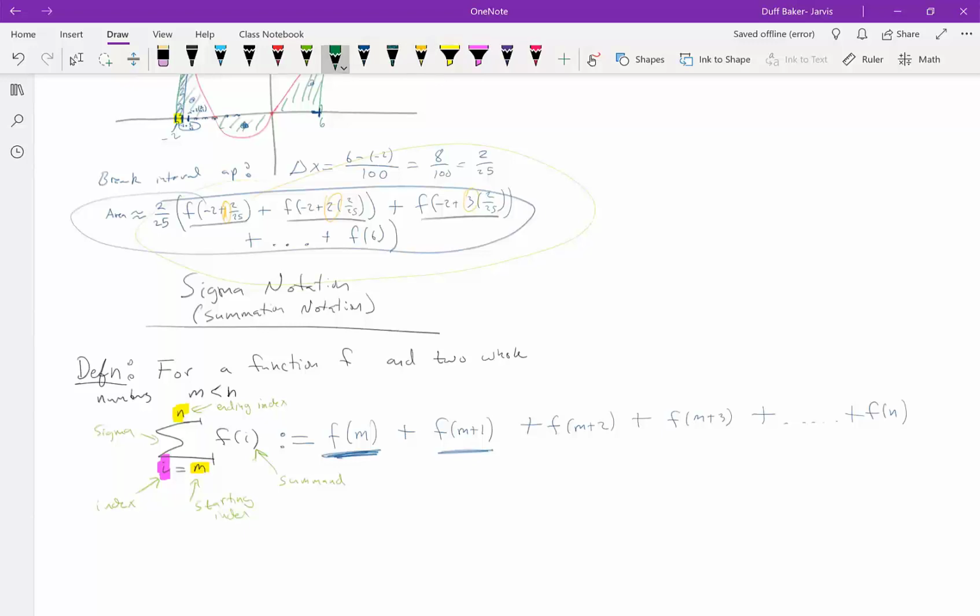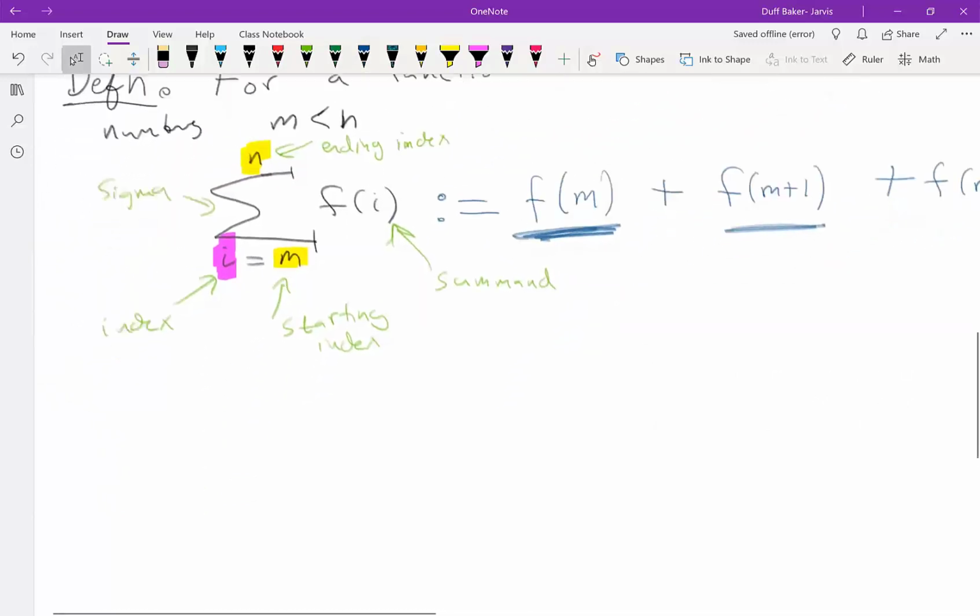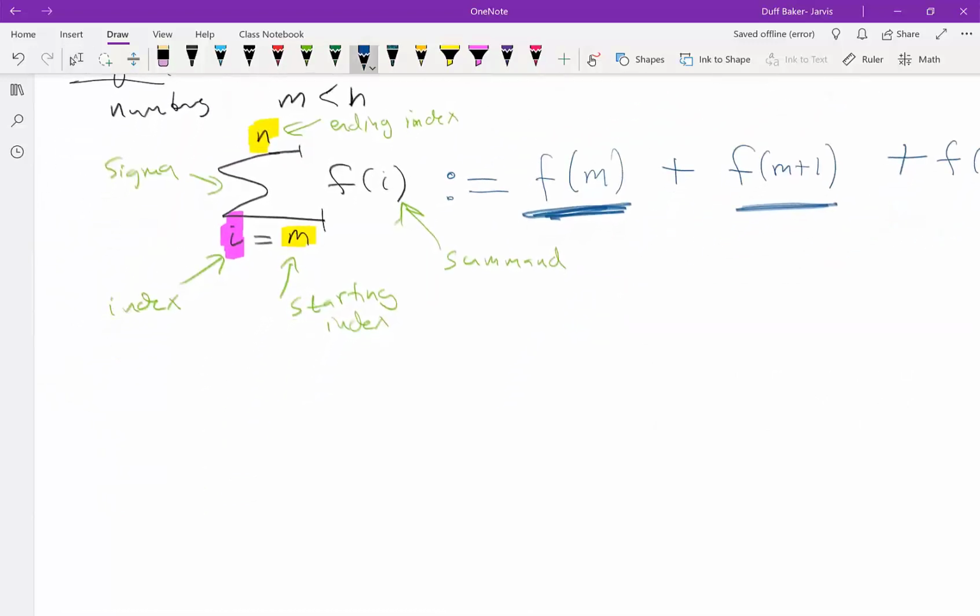Okay. So that was a lot of abstract nonsense. Let's look at just some examples, because that can be easier to understand.